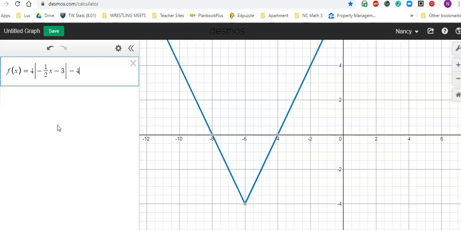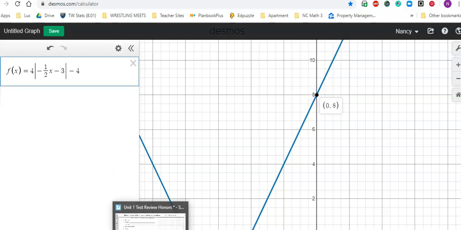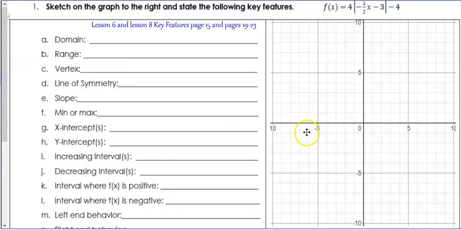So I've got my function graphed. I want to make a couple of notes before I go sketch it. I have a vertex at -6, -4. I have an x-intercept at -8, an x-intercept at -4, and I also have the y-intercept at 0, 8. So just making notes of that, and then I'm going to go back over here and sketch it, because you will be expected to sketch this.